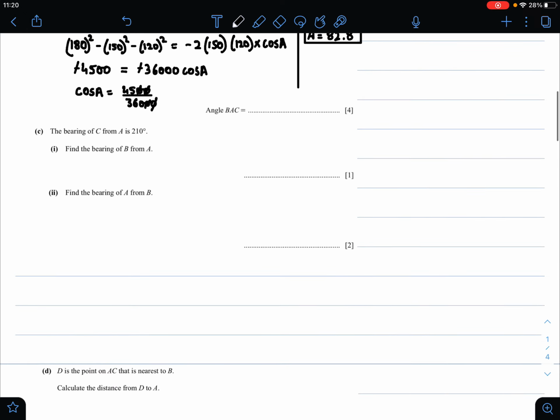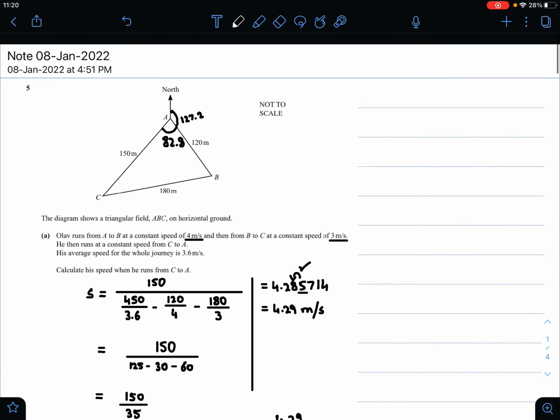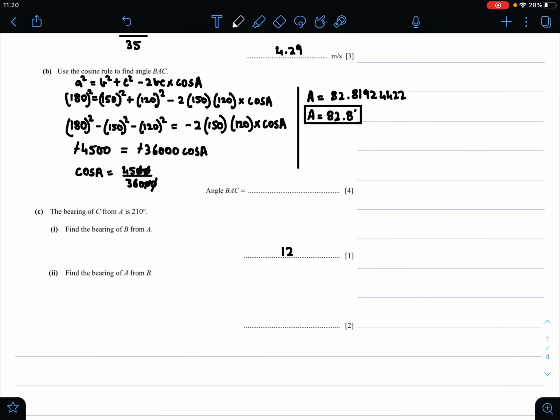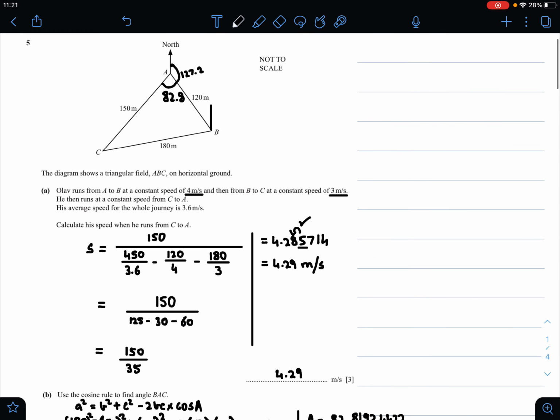So therefore, let's move to part C1, where they are asking us to find the bearing of B from A. So the bearing of B from A would be this angle that we just found. So your final answer for part C1 will be 127.2 degrees. Now let's move to part C2, where they are asking us to find the bearing of A from B. So the bearing of A from B, you start from B and you go clockwise, but we can find this small angle first and then subtract it from 360 to find that bearing.